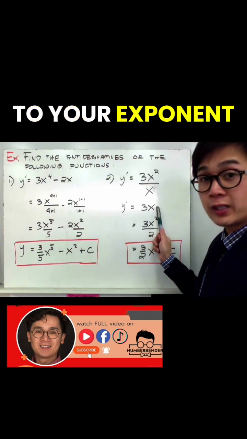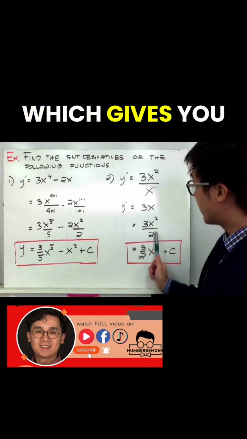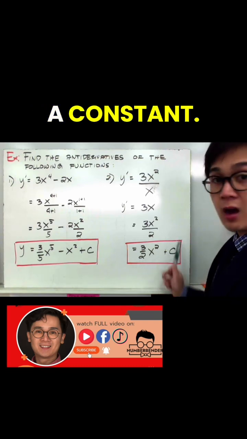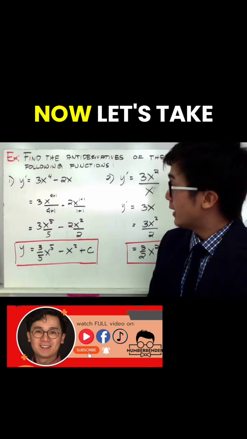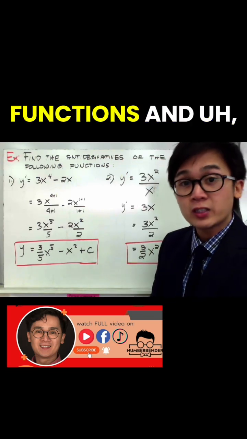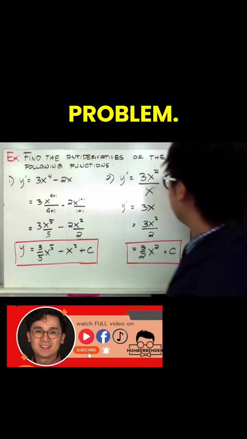So add 1 to your exponent and bring it down, so you have 3x squared all over 2, which gives you 3 over 2 x squared plus a constant. And that's how we perform antiderivatives on some given functions. Now let's take more complex functions and use the antiderivative rules in our problems.